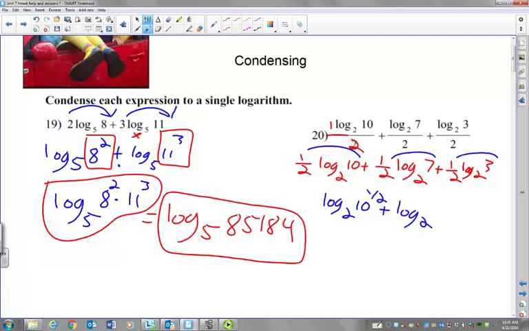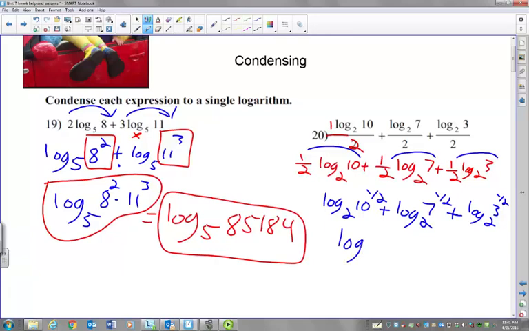Log base 2, 7 to the half, plus log base 2, 3 to the half power. So now that we've got the powers in front, condensing it, see how it's getting smaller, condensing. Now all those additions become one multiplication.